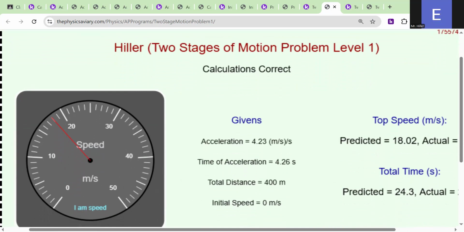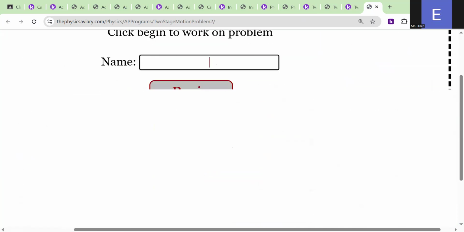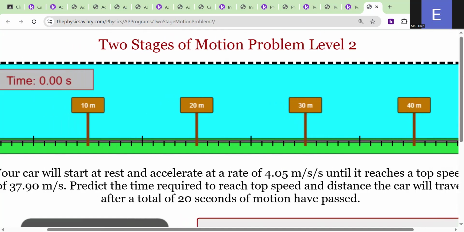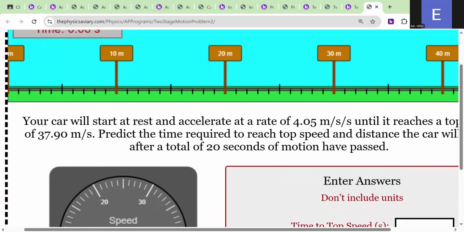If you were able to get question number 9 correct, on to our final question, number 10. Go ahead and enter your name in the program. Now, this is called two stages of motion problem level 2. Well, it's going to be similar. The difference is we don't have a set distance that we're going to be traveling to. We have a set time of 20 seconds. But the process is the same.